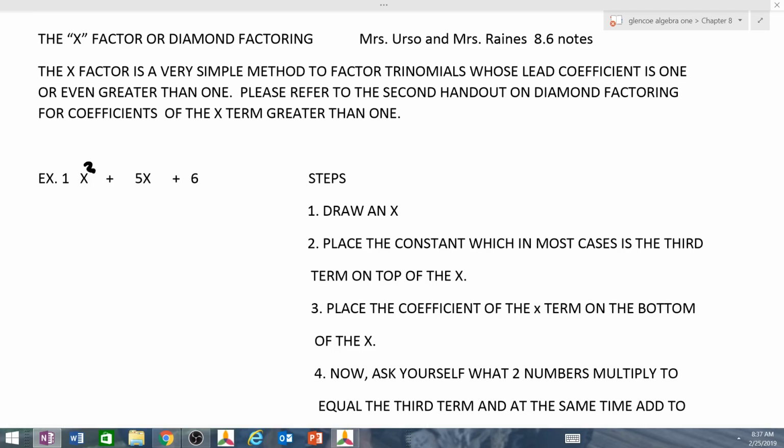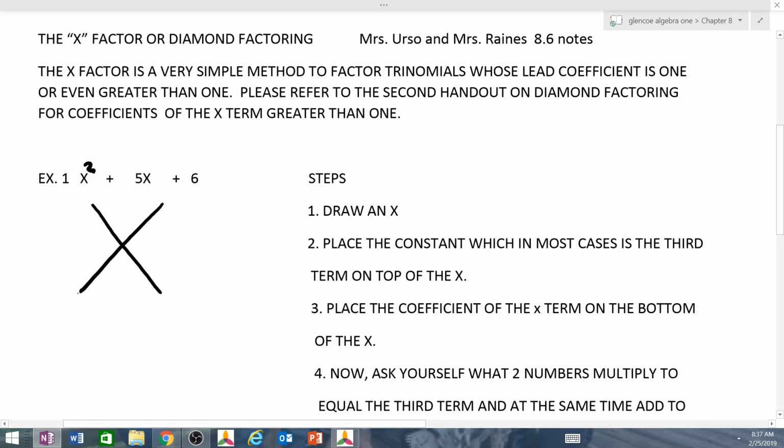Please refer again, there's another page to this handout. It's called Diamond Factoring, and I got you the best information I could. So the first thing we're going to do is draw an X. And I believe that's already done for you in your notes.